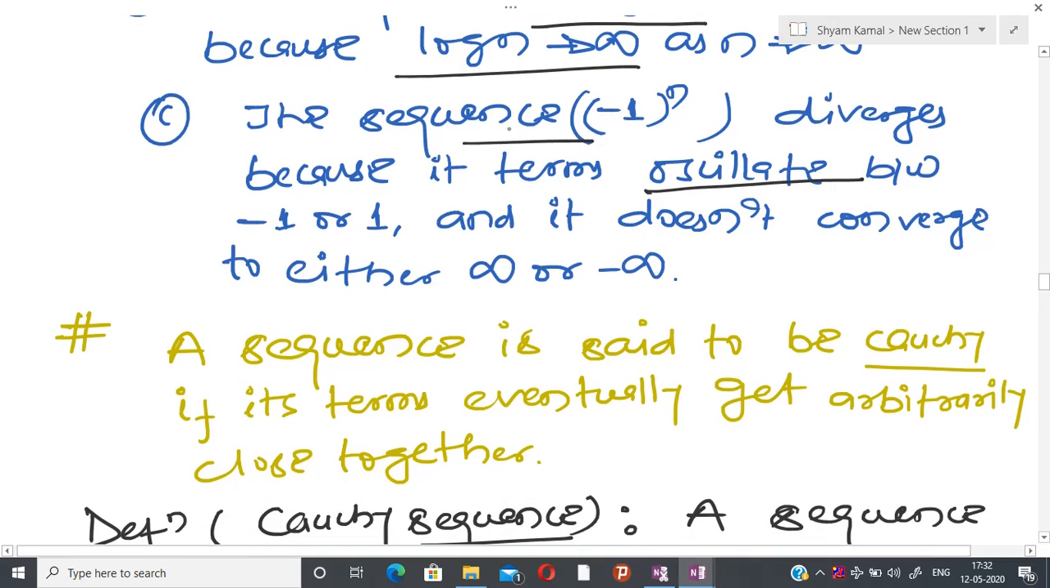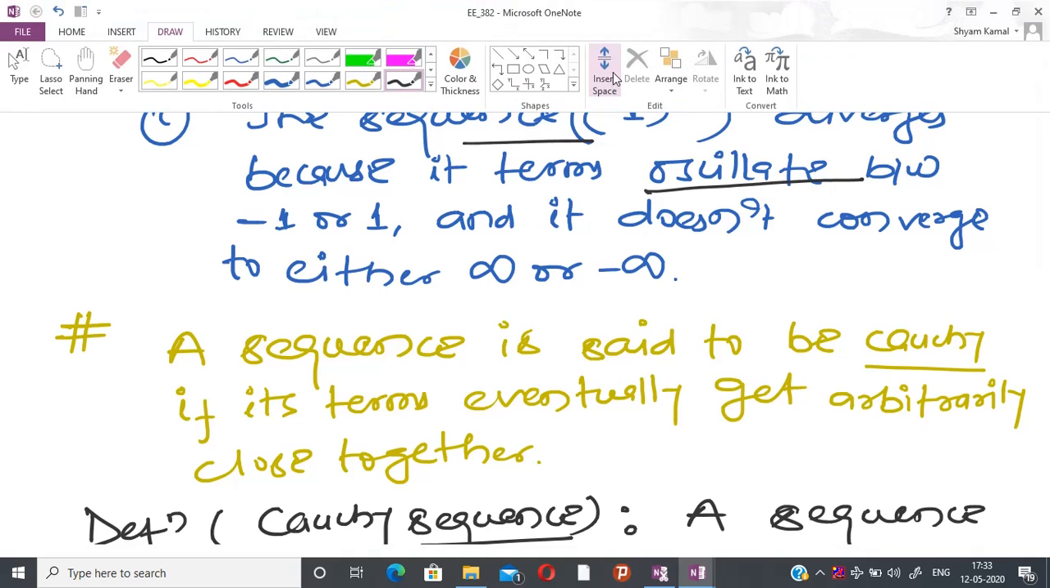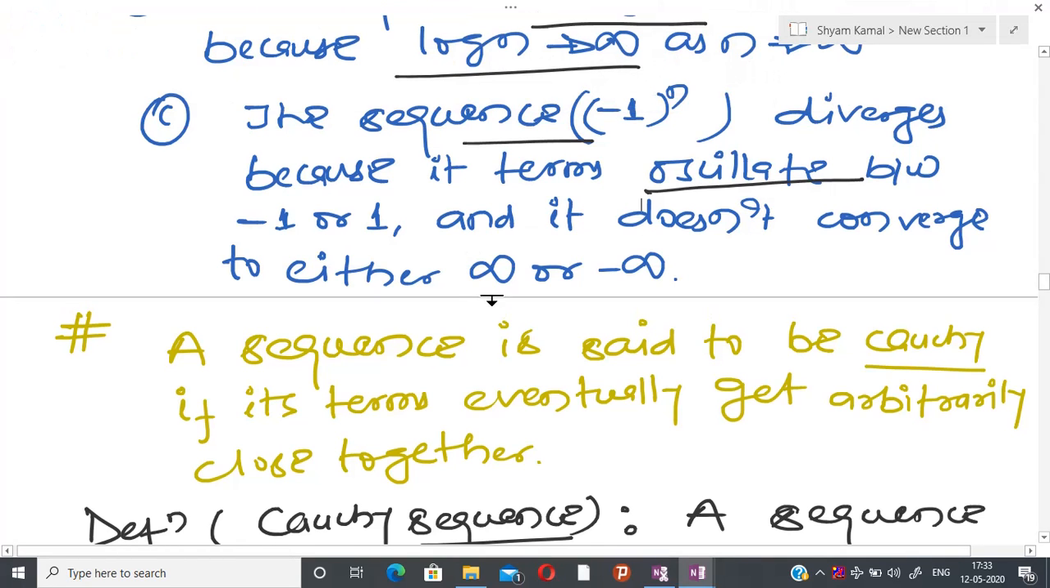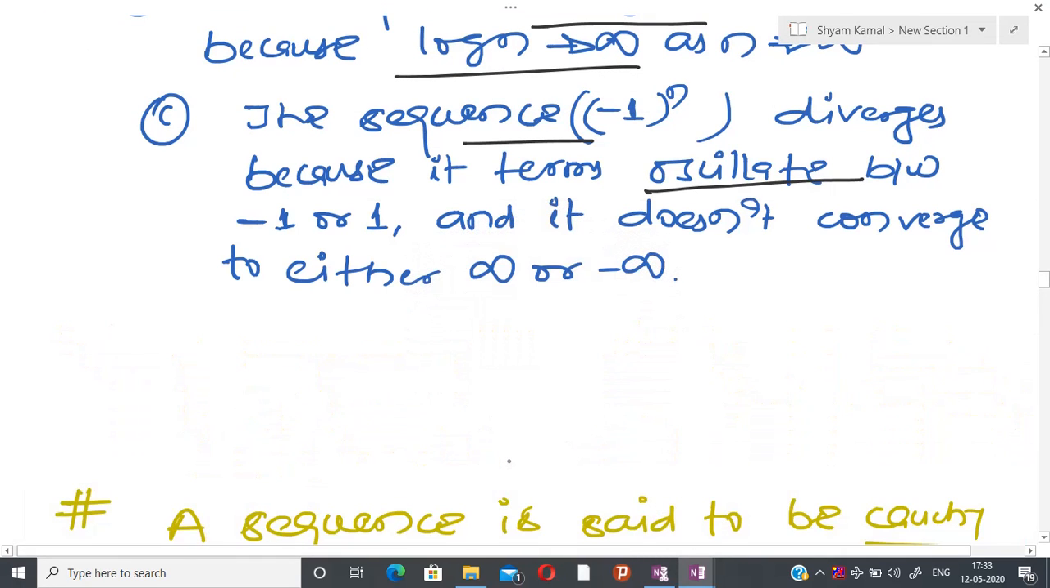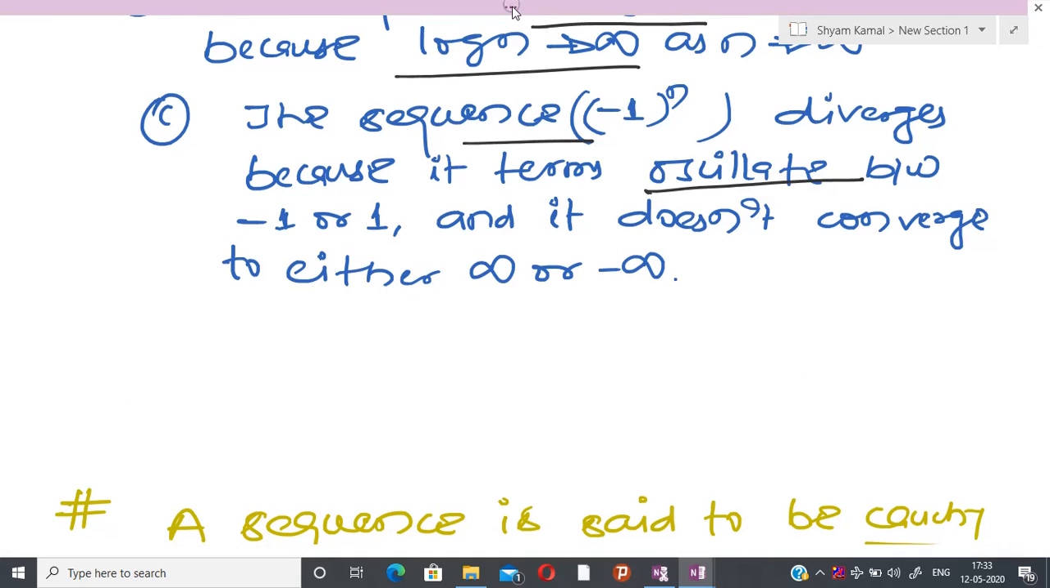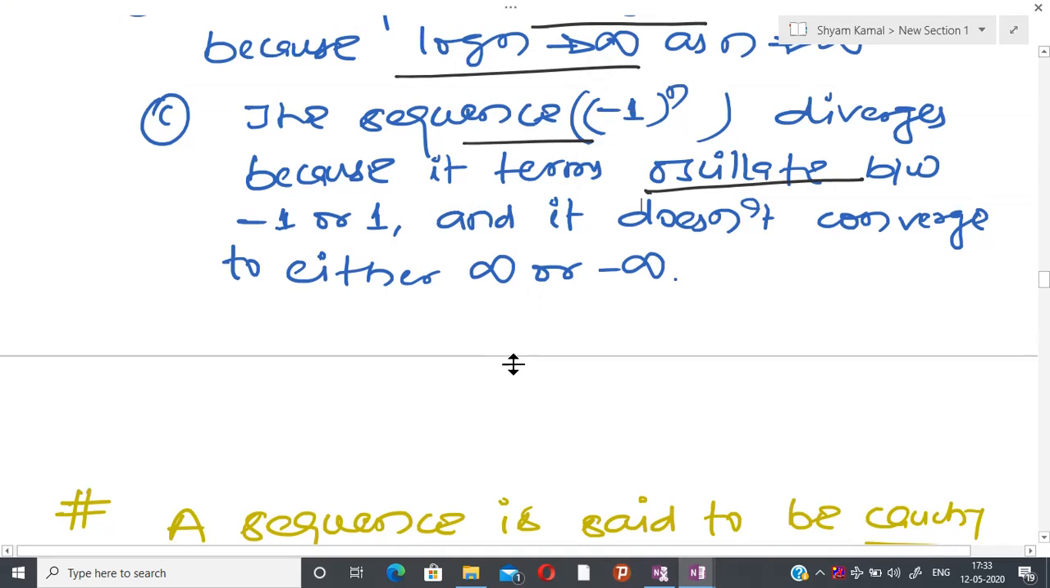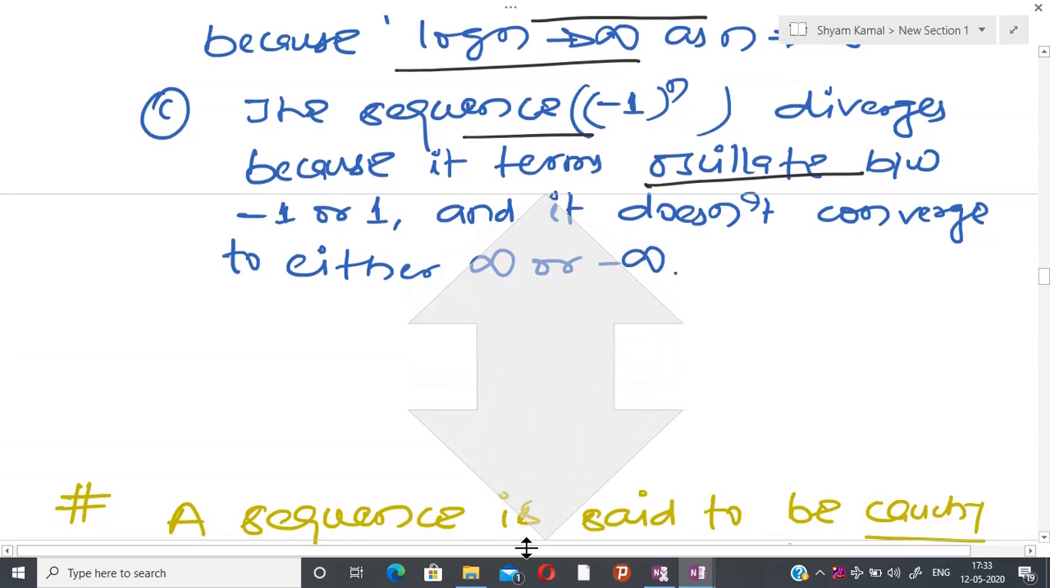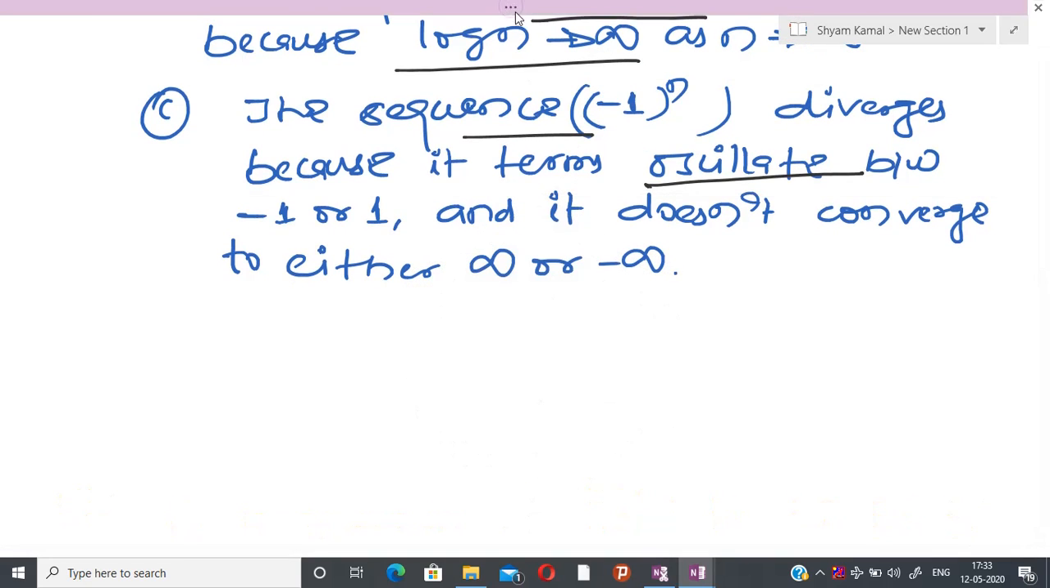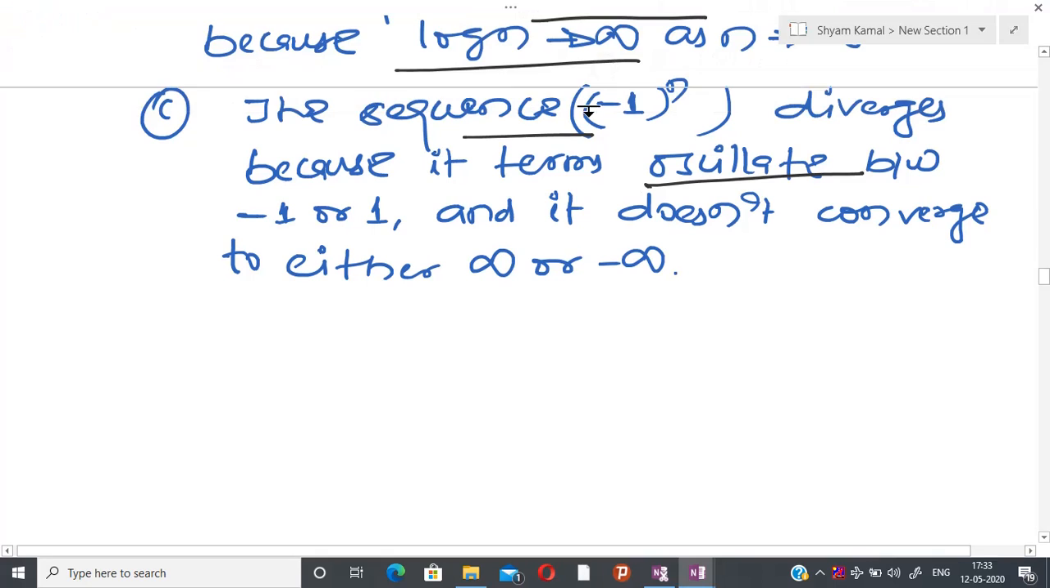So I will just solve one example in this lecture, and after that I will send you the exercise where several examples of calculation of epsilon ball are given. And I hope that if you do the practice, then you will be able to understand how to calculate epsilon ball or limit once the limit is provided.